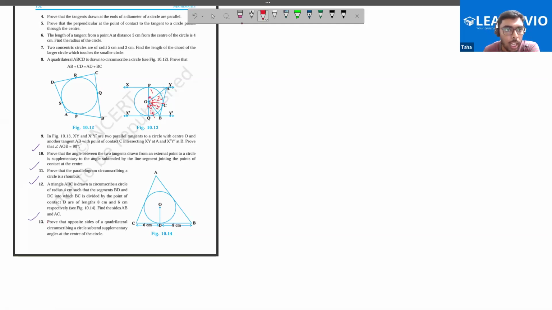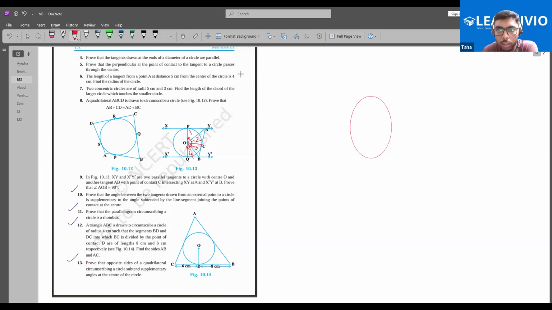So over here, we are being told that the angle between two tangents drawn from an external point to a circle is supplementary to the angle subtended by the line segment joining the points of contact at the center. Whenever the supplementary angle comes into the context, let us just draw the figure and understand. We have a circle here, and from an external point we are drawing two tangents to it.